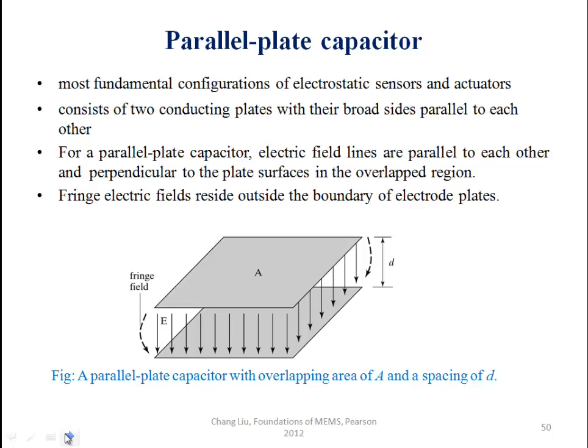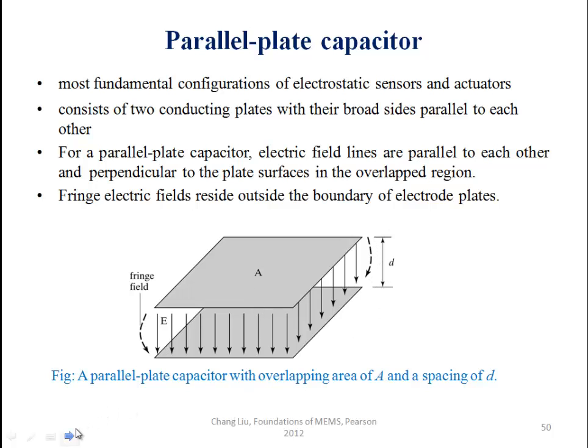So first, the parallel plate capacitor. In this, we will discuss what a parallel plate capacitor is and some of the basic equations related to it. A parallel plate capacitor is a basic configuration of a capacitor. It consists of two conducting plates parallel to each other. The electric field lines are perpendicular to the plate surfaces, and there will be some fringe field on the boundaries.